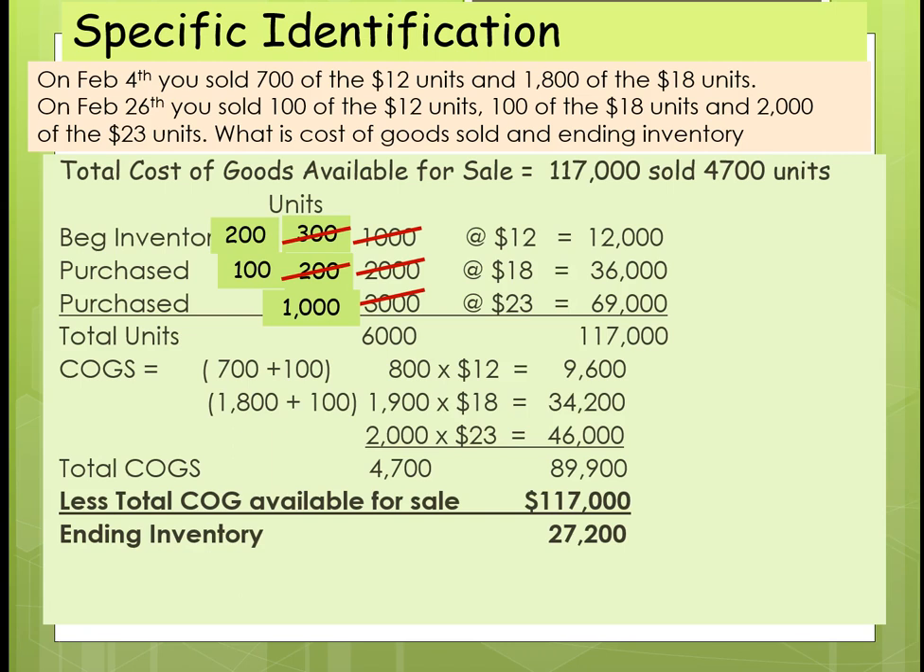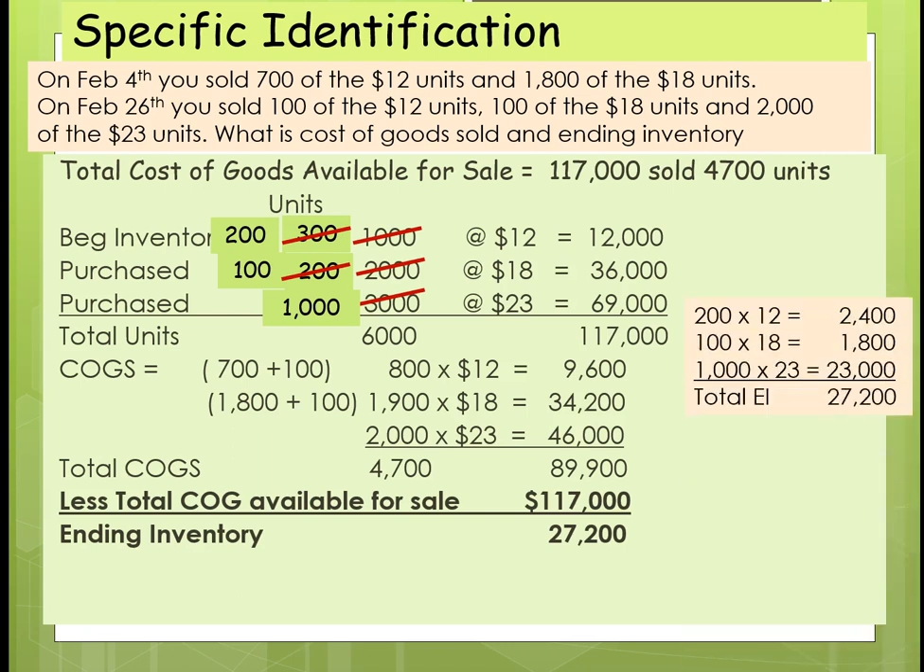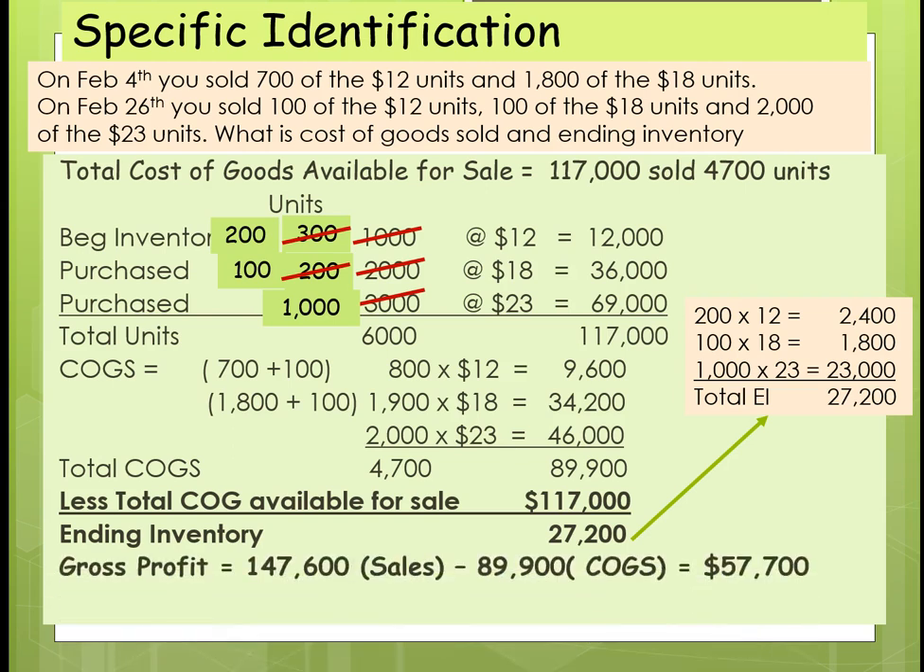Now another way to check that is to take the ending units times the price. So if we take 200 times 12, 100 times 18, and 1,000 times 23 and add them up, as you can see, we get the same total for our ending inventory. That's a good way to always check your work. So in this case, our gross profit is 57,700. We take our sales minus our cost of goods sold, and that's how you get your gross profit.